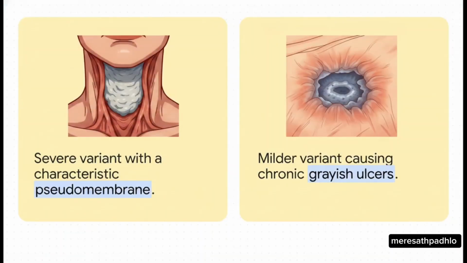But we do have to contrast this respiratory nightmare with its milder variant, cutaneous diphtheria. Let's compare the two. While the respiratory version is severe, giving you the bull neck, pharyngitis, and that airway-blocking pseudomembrane, the cutaneous variant is a completely different clinical picture. It's less common, usually pops up in warmer climates, and shows up as chronic grayish ulcers that just won't heal. It's bad, definitely, but thankfully it results in far less systemic toxicity.